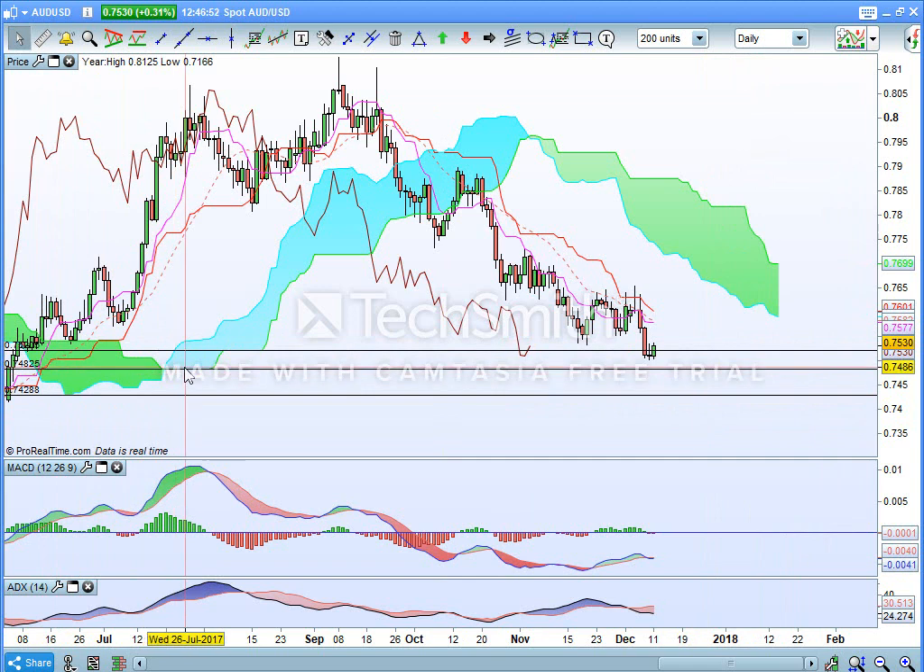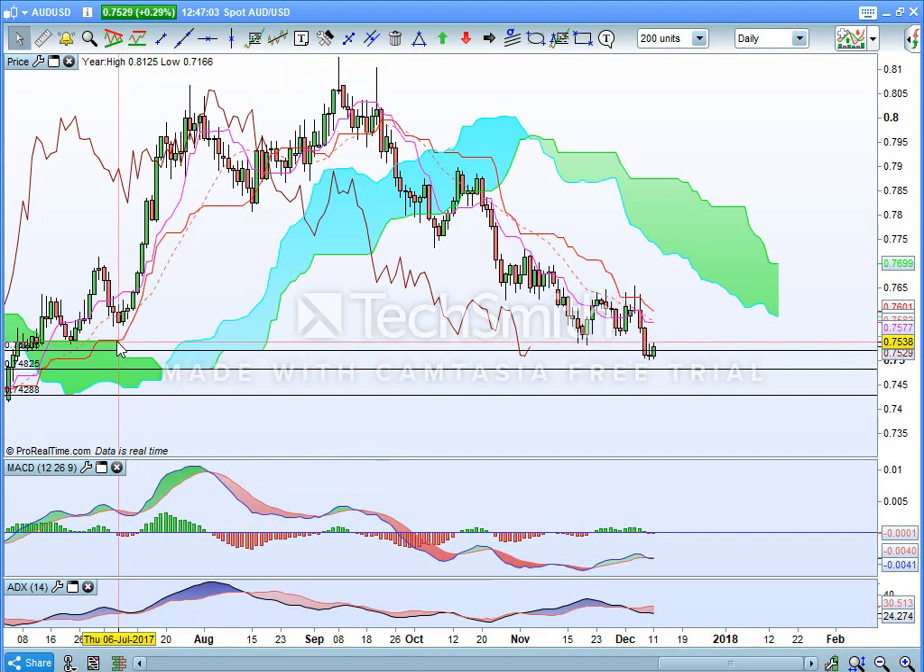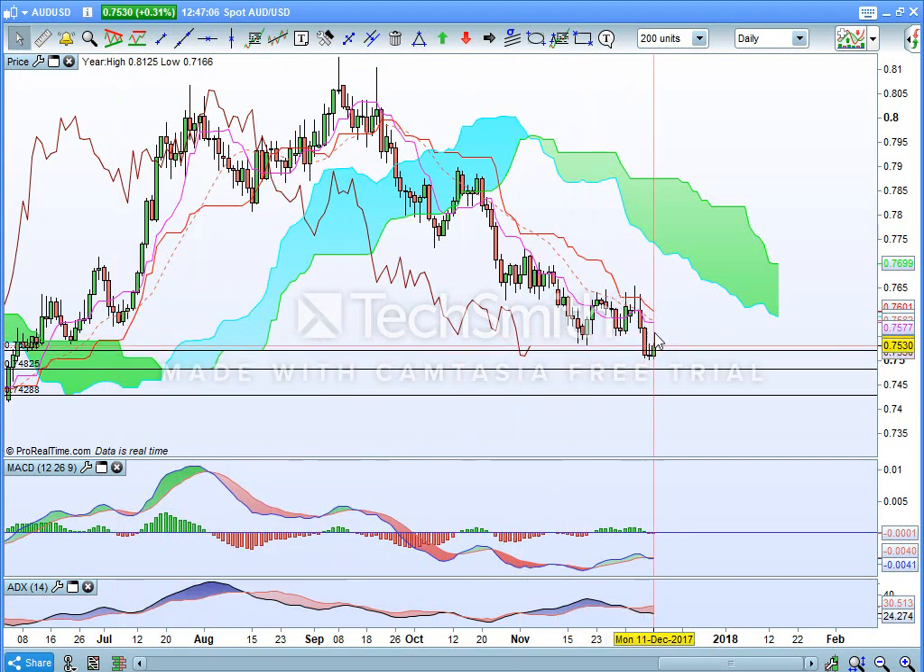The support levels here of 0.7482 is a key support zone. Looks like we're getting pretty close to that level, as well as the top end of the cloud support level here. We can see we're trying to find support, bottoming out here. I think the Australian dollar is in the process of bottoming out here at this significant cloud chart support zone.